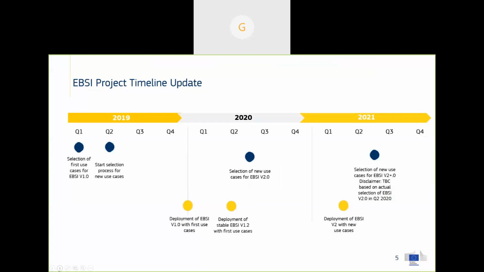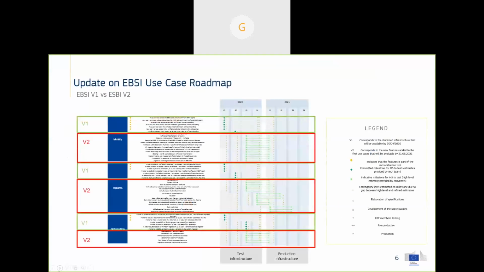EBSI version 2 will contain all the features that were reported by the conveners during the quarterly meeting as not implemented, alongside features that will be implemented by Q1 2021, with the new use cases that will be selected at the end of Q2 2020. EBSI version 2 Plus will contain anything that will be coming in the next year.